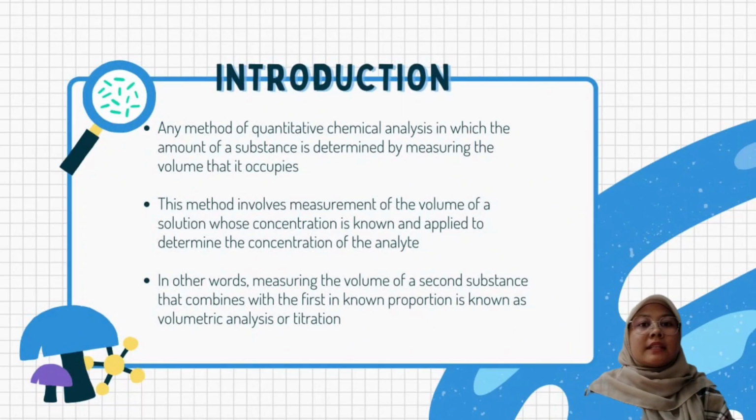Introduction. Volumetric analysis is any method of quantitative chemical analysis in which the amount of a substance is determined by measuring the volume that it occupies. Besides that, this method involves measurement of the volume of a solution whose concentration of the analyte is known. In other words, measuring the volume of a certain substance that combined with the first in known proportion is known as a volumetric analysis or titration.